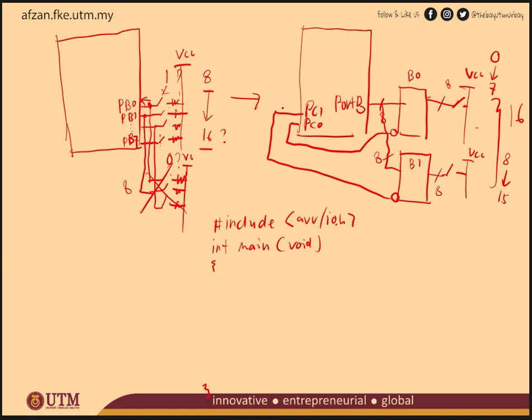What are you going to do at this very first line? You need to initialize your port B. Port B becomes an input or output port. Since it's connected to your switch, you need to initialize your port B as an input port, so DDRB equals 0. After you initialize your port B as an input port, you need to enable your pull-up resistor. How to enable the pull-up resistor? By using PORTB equals 0xFF.